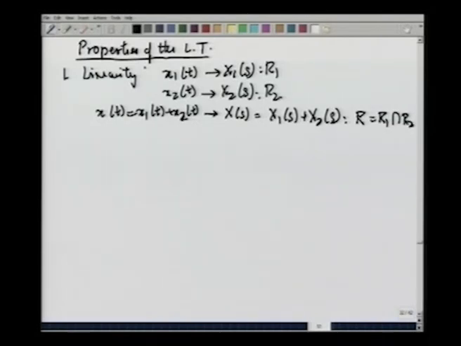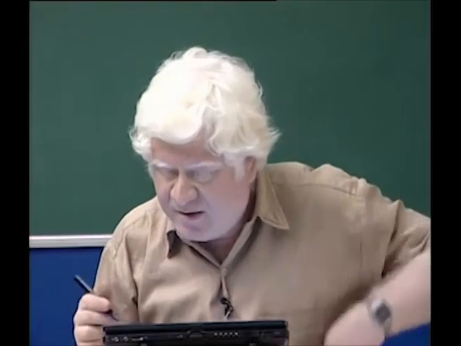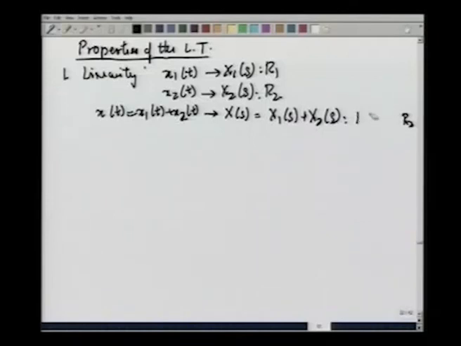But there can be peculiar situations where cancellation of poles and zeros will lead to an ROC that is greater than this. So, the more general answer to this is not this, but to say that the overall ROC will contain R1 intersection R2. It might have more points than R1 intersection R2 sometimes.